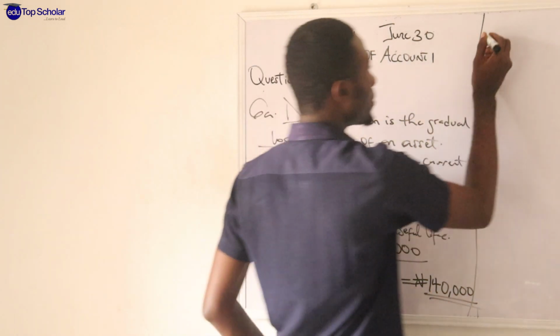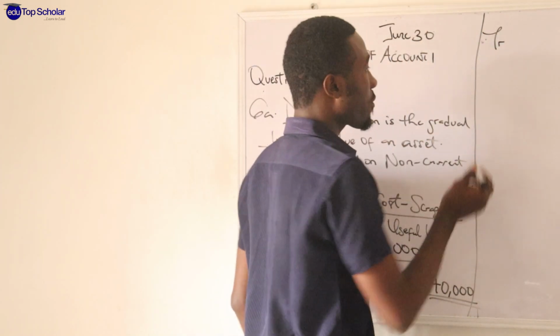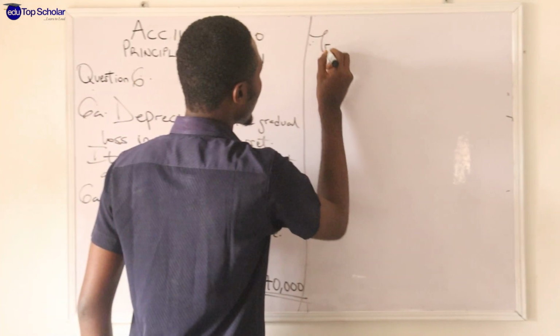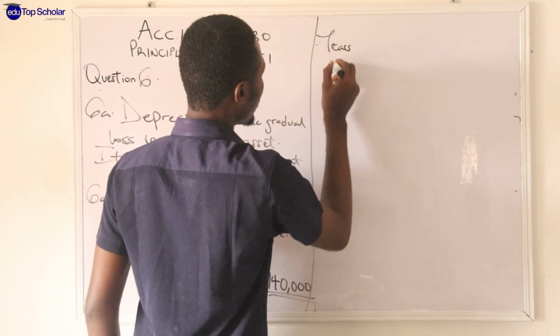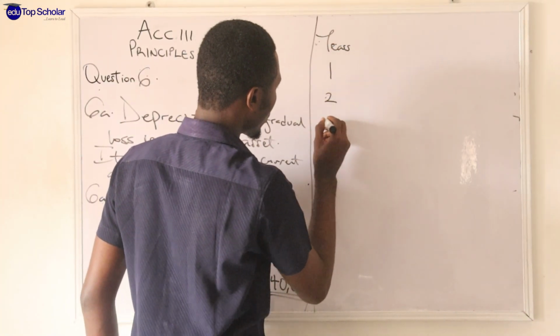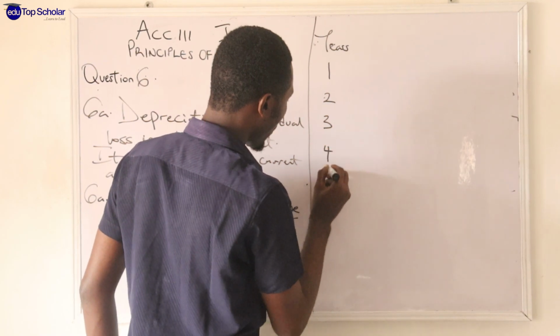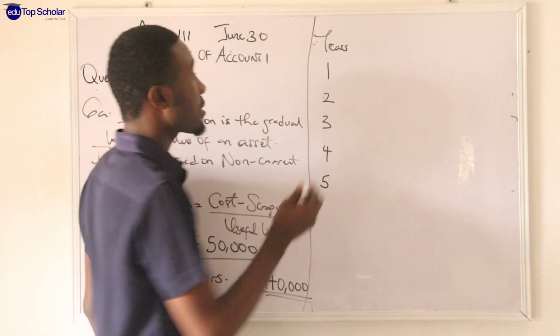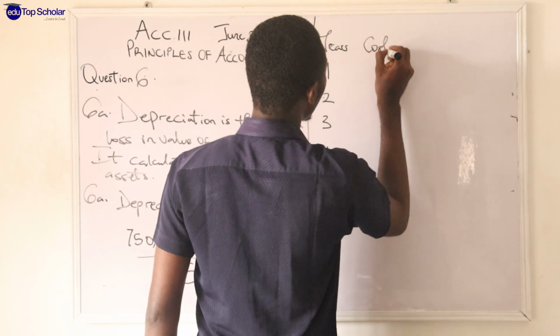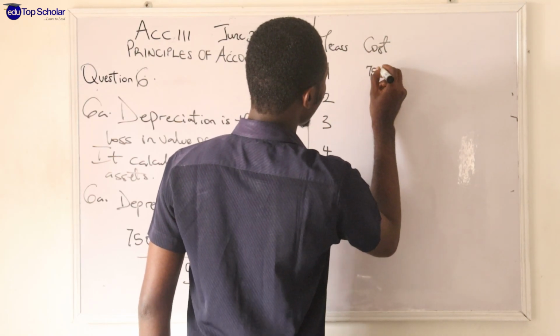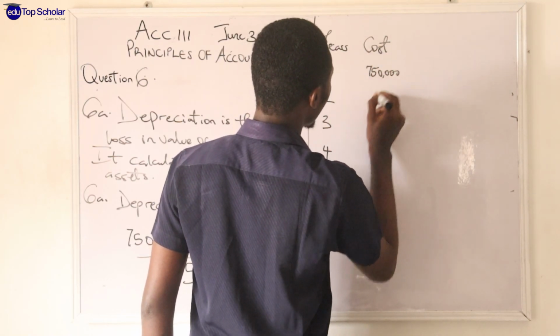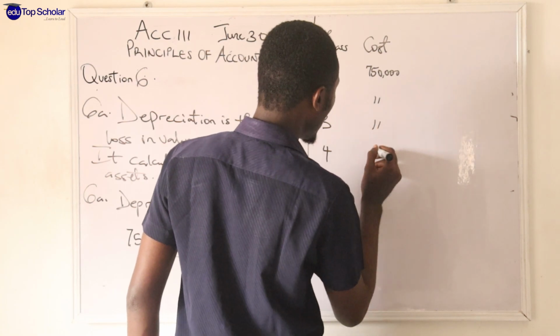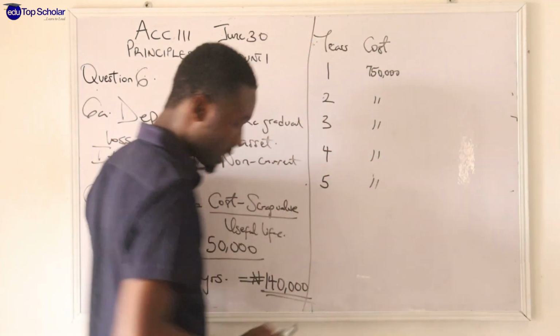You can just draw a table. They've told you that it will last for 5 years. The years: you write the number of years, 1, 2, 3, 4, and 5, because it's going to last for 5 years. And then the cost, they're giving you the cost. So you repeat the cost, 750,000, the same thing, the same thing, the same thing, the same thing.